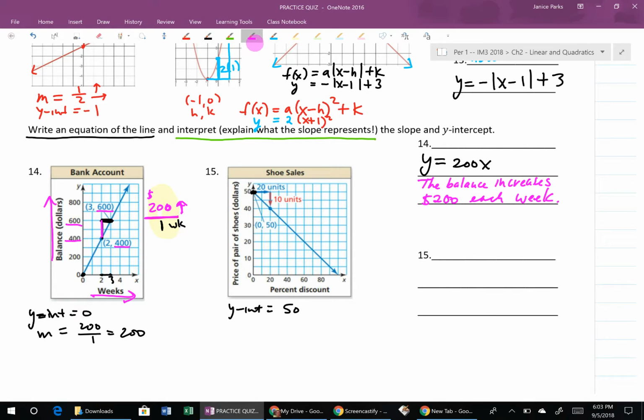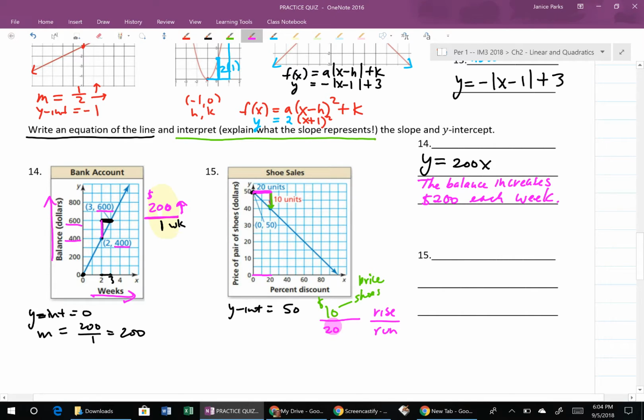For the second one, we have y-intercept of 50. The slope in this case is going to be negative, and so from this point to this point, it gives you the right and left first. So that goes from 0 to 20. So that's the, remember, we have rise and we have run. So we have 20, okay? And then the downward part is 10 units. So that's $10 for shoes, the price of shoes.